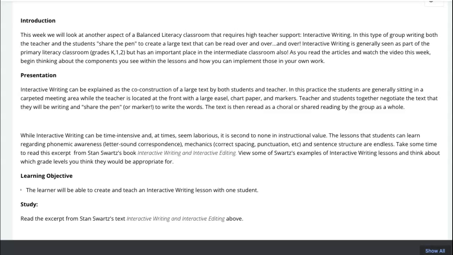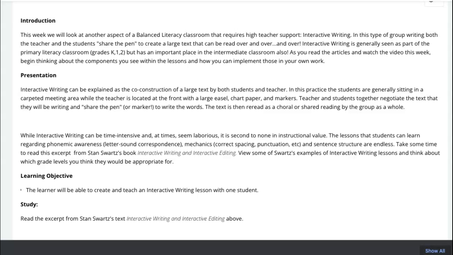As you read the articles and watch the videos this week, begin thinking about the components you see within the lessons and how you can implement those in your own work. There are 5 essential elements of interactive writing that I want to discuss right now. The first being, provide a base of active learning experiences.